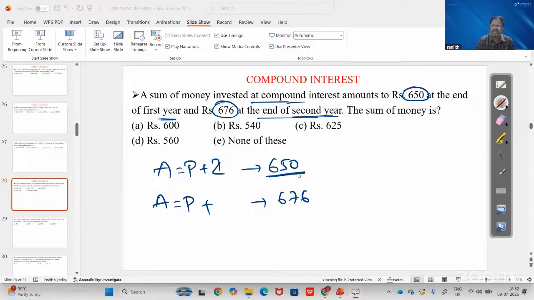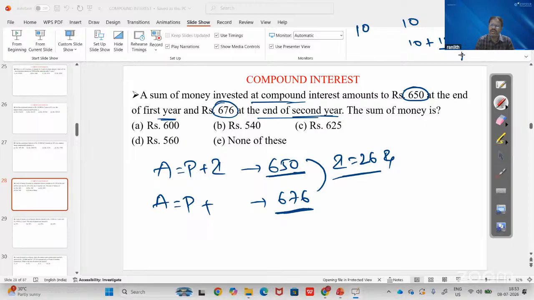First year equals 650, second year equals 676. What is the difference of these two? The interest I am getting is 26 rupees. How am I getting 26 rupees? Interest on interest. First year equals 10, second year is also 10, but I am getting 1 percent extra, that is 10 plus 10% of 10. So 10% of 10 will be equal to 1. How am I getting 1? Interest on interest.